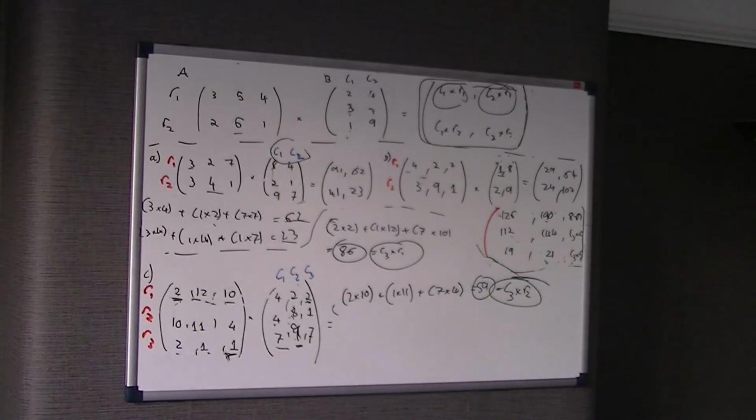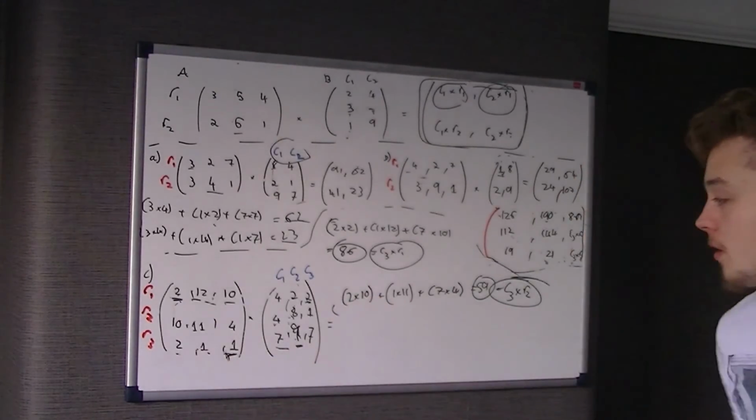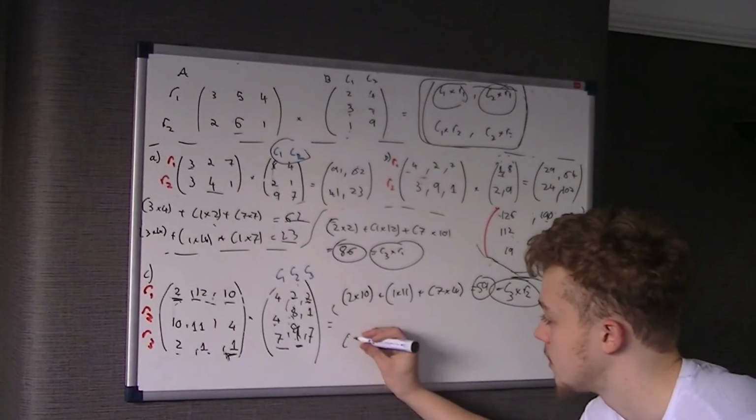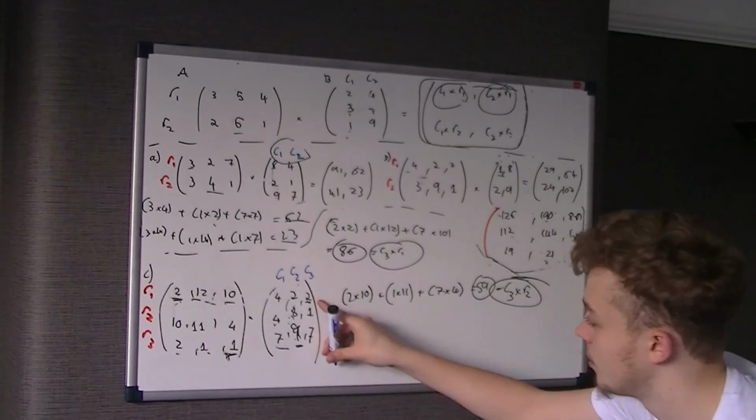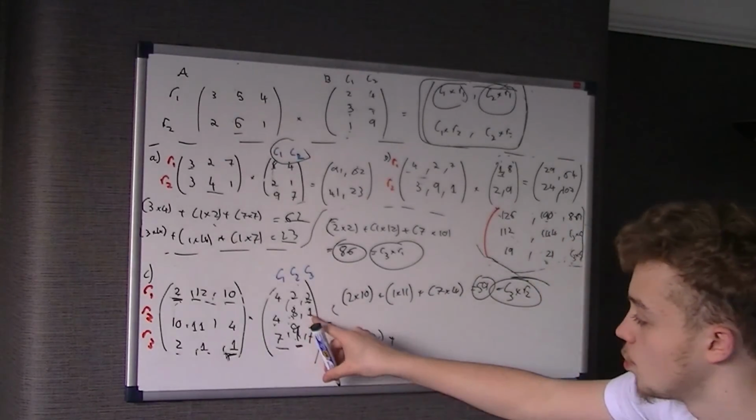The next one we're going to do is column 3 times row 3. So it's 2, 1, 7 times 2, 1, 1. It's 2 times 2, the first one in column 3 times the first one in row 3, and then it's 1 times 1.